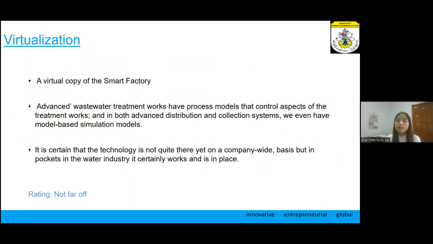And the second one is virtualization. This is the virtual copy of the smart factory. Advanced wastewater treatment works have process models of the control aspect of the treatment works. And in both advanced distribution and collection systems, we even have model-based simulation models. So the technology is not quite there yet on a community-wide basis, but in pockets of the water industry, it certainly works and is in place. So the rating for virtualization can be said to be not far off.